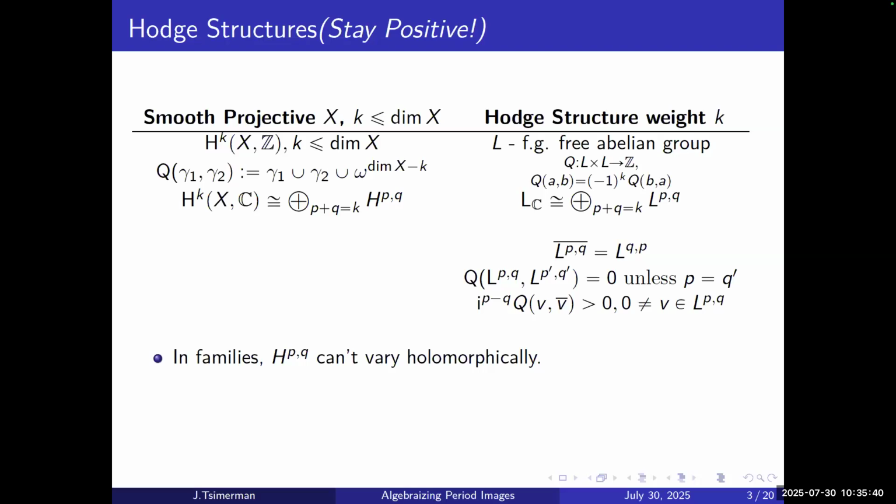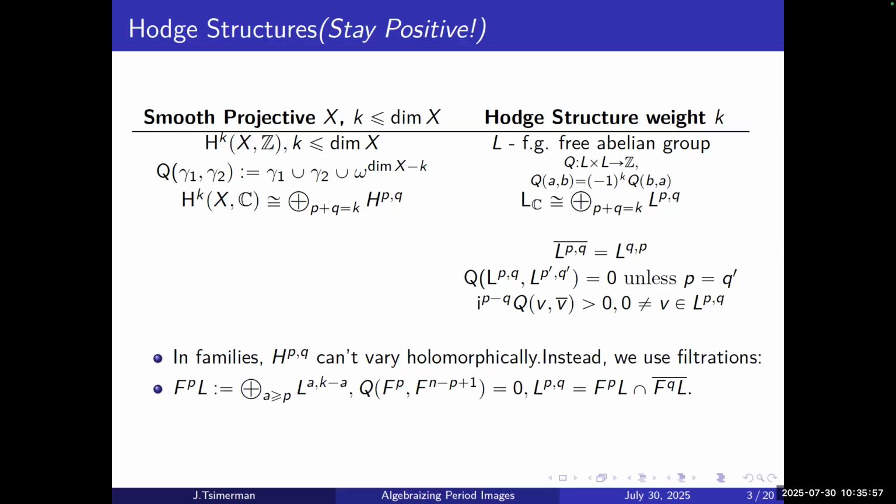One thing that really confused me for a long time in Hodge theory, when I first learned it, is that we don't keep track of the H^{p,q}'s. That's because in families, the H^{p,q}'s don't vary holomorphically. They can't, because they're complex conjugate to each other, right? So that's one way of knowing there's no way they can vary holomorphically. So instead, what we do is use filtrations, which is another way to factor the same information.